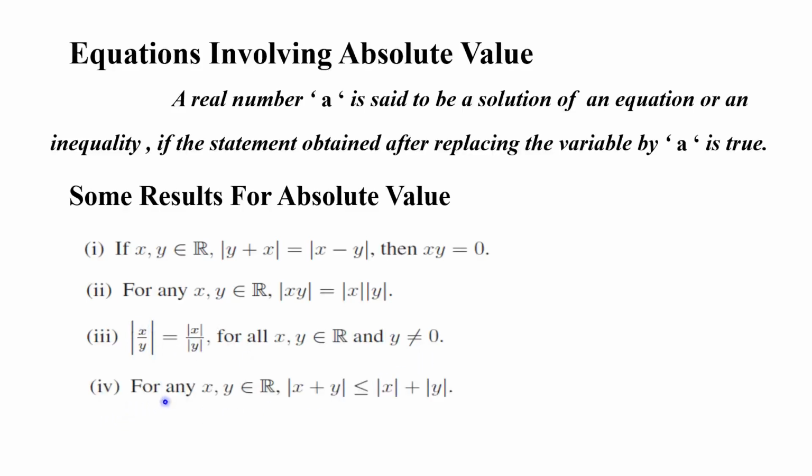Fourth one is, for any x comma y belongs to R, modulus of x plus y is less than or equal to modulus of x plus modulus of y. This is called the triangle inequality. This is one of the very important results.